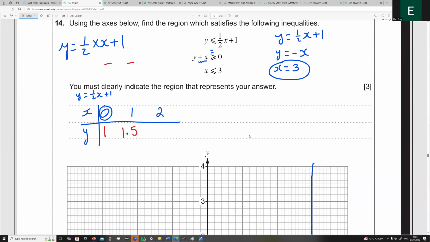And finally, when x is 2, y is going to be a half times 2 plus 1. Half times 2 is 1, plus 1 is 3. So we're happy with that table for y.